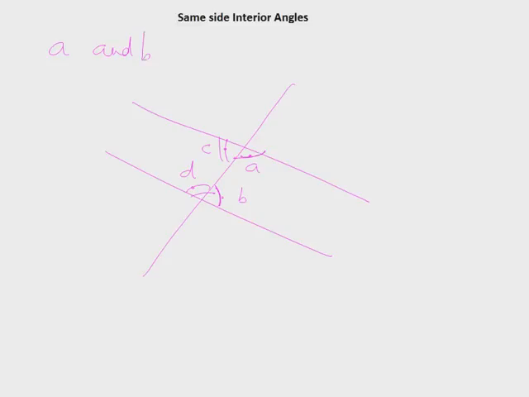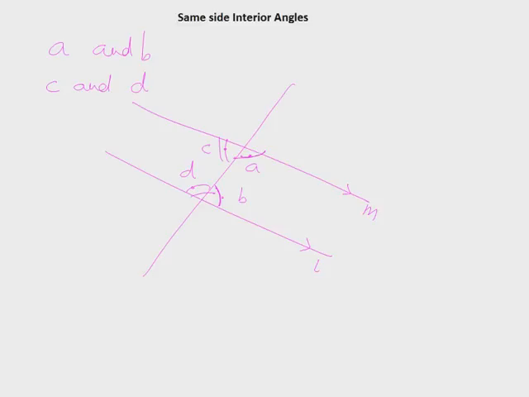Same side interior angles. So interior, these are the four interior angles. Same side of the transversal, so this and this. So this is A and B, or C and D. Again, A and B, C and D are same side interior angles. We're given that L and M are parallel.